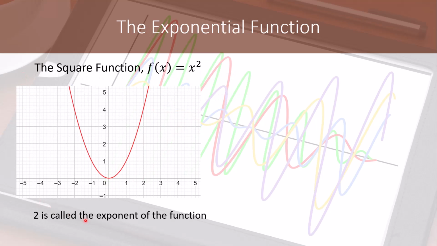So you are all familiar with this particular function, I hope. It is the square function. It's f of x is equal to x squared. And this is what its graph looks like. It's basically a parabola whose vertex is at the origin and it opens upward.